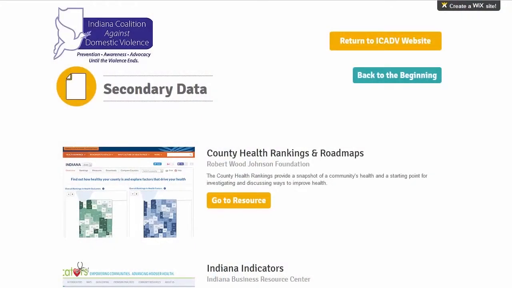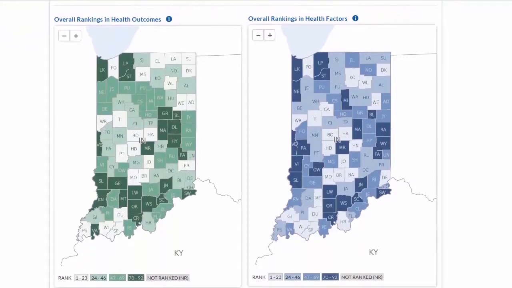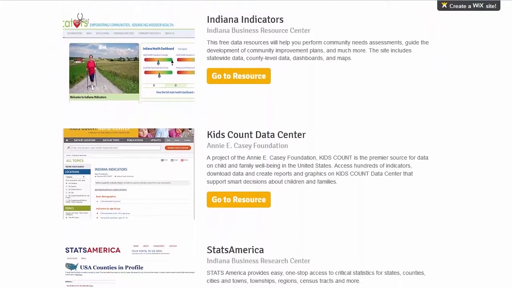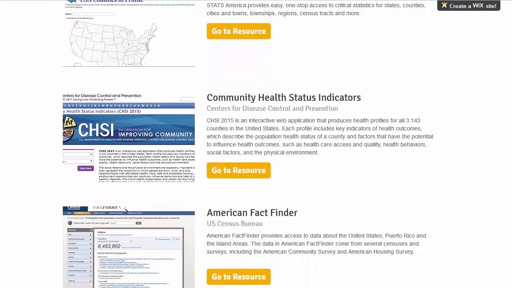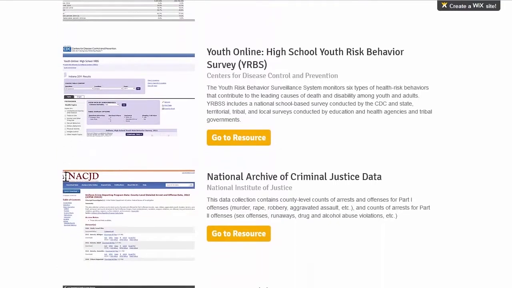Anyone in the country can find their county and see how it ranks against other counties in that state for a bunch of different health indicators. Another one is Kids Count Data Center that has all secondary data relating to youth and to children. And some of that can get down to school district level, which I think is really interesting. A lot from the US Census Bureau and then also from the CDC, such as the Community Health Status Indicators.